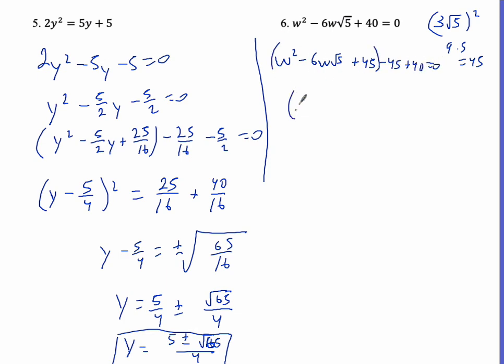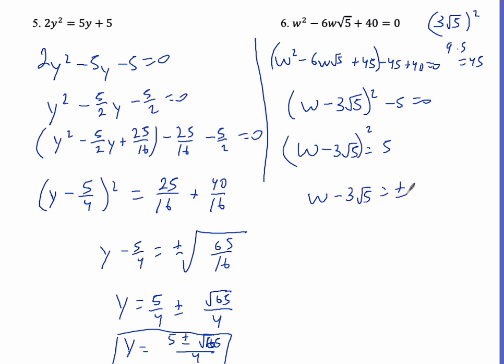All this factorizes to w minus half that, 3 root 5, squared minus 5 equals 0. w minus 3 root 5 equals 5. This is all still squared. So w minus 3 root 5 equals positive or negative root 5. So w equals 3 root 5 plus or minus root 5.